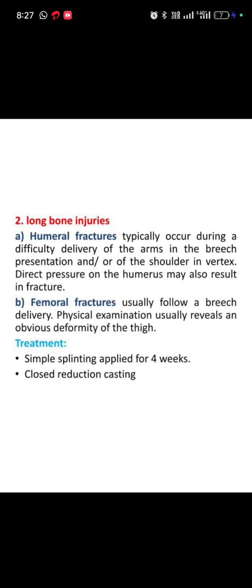Next, long bone injuries, like humeral fracture or femoral fracture. Humeral fracture will occur during difficult delivery of the arm in the breech presentation and also in shoulder delivery in vertex. There may be direct pressure on the humerus bone that will lead to fracture. Femoral fracture is usually in breech delivery. Physical examination will reveal deformities of the thighs. Treatment: closed reduction casting or simple splint applied for 4 weeks.